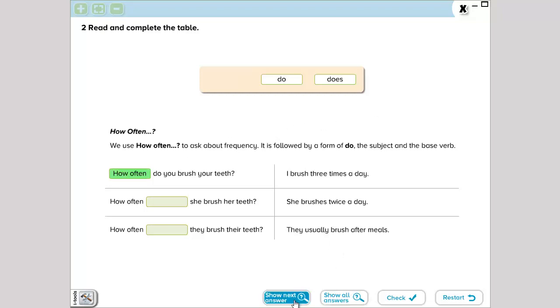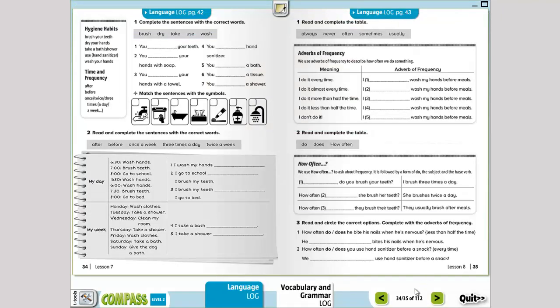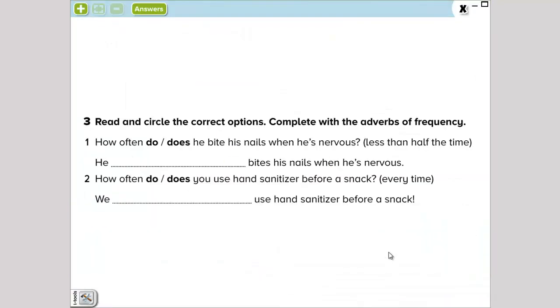The first one. How often do you brush your teeth? I brush 3 times a day. Number 2. How often does she brush her teeth? She brushes twice a day. Number 3. How often do they brush their teeth? They usually brush after meals. ¿Ok? Y así debería quedar esta parte. Y la última parte, it says, read and circle the correct options, complete with the adverbs of frequency.